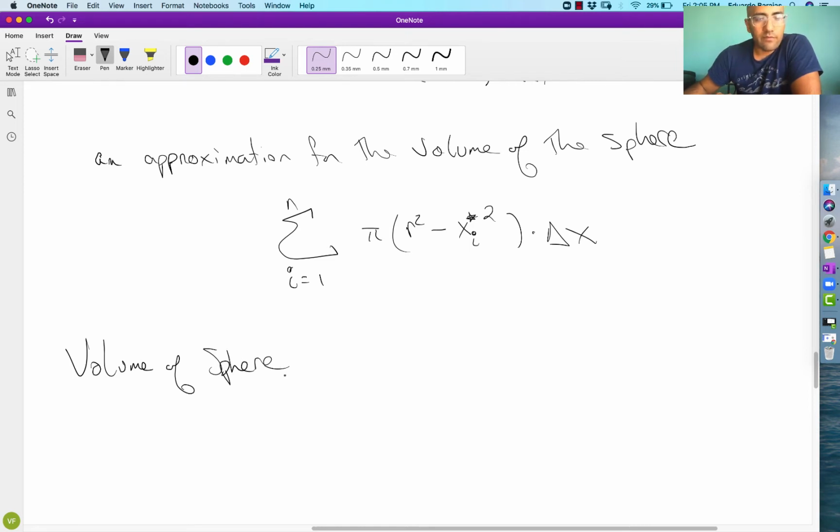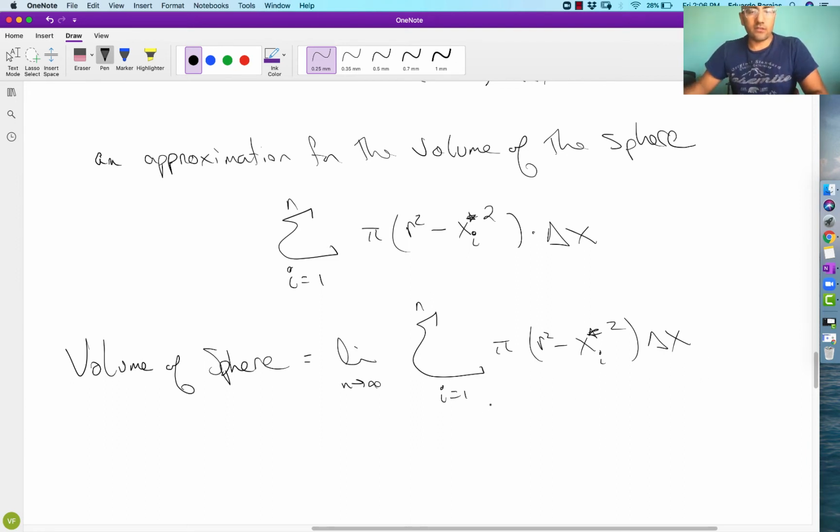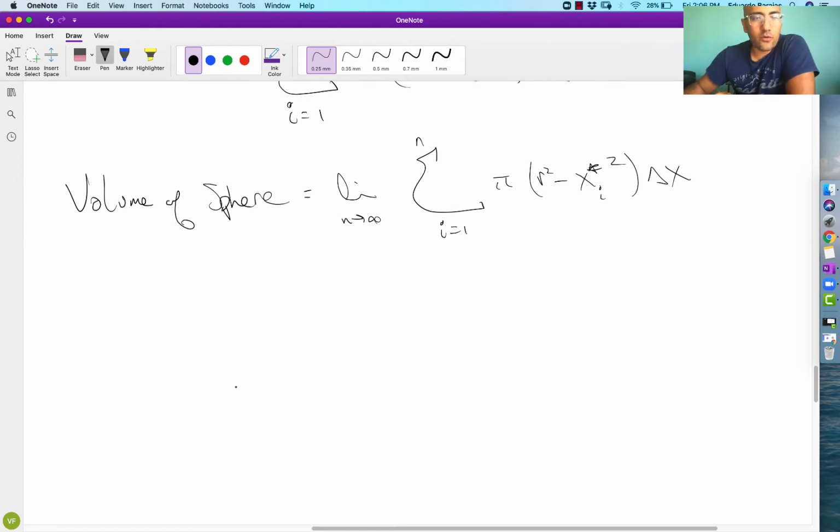Okay, the actual volume of the sphere is going to be equal to the limit as n goes to infinity of this exact same thing here. It's going to be the Riemann sum as i goes from 1 to n of pi (r squared minus x sub i star squared) delta x. Good. Okay, and that looks an awful lot like our definition for an integral, right? So then we'd say the volume of the sphere is equal to the integral of pi (r squared minus x squared) dx, where x ranges from negative r to positive r.